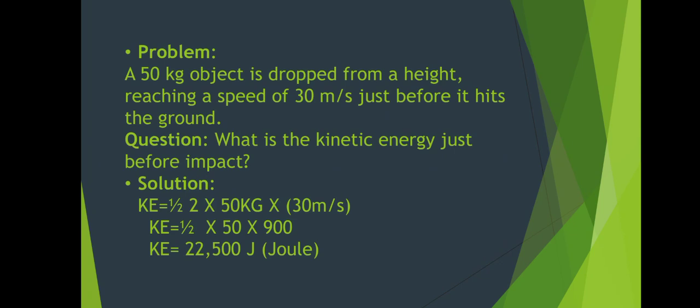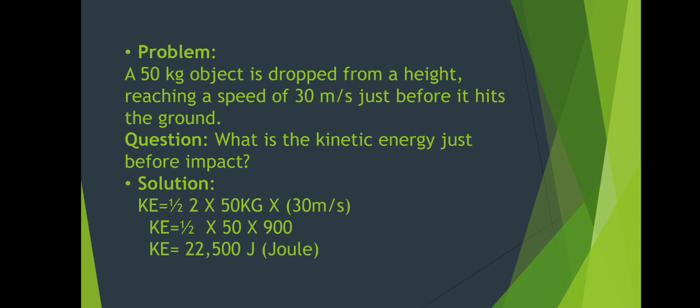Here the first problem is: a 50 kg object is dropped from a height, reaching a speed of 30 meter per second before it hits the ground. Question: what is the kinetic energy just before the impact? So we know kinetic energy equals half mv square. So now let's look at the solution.